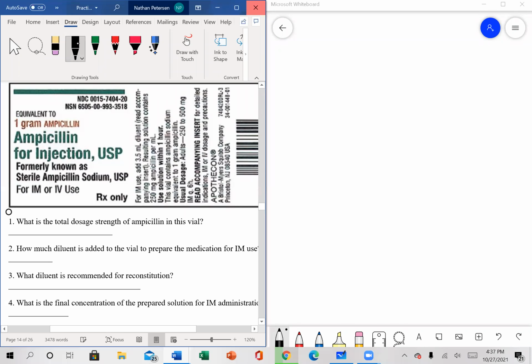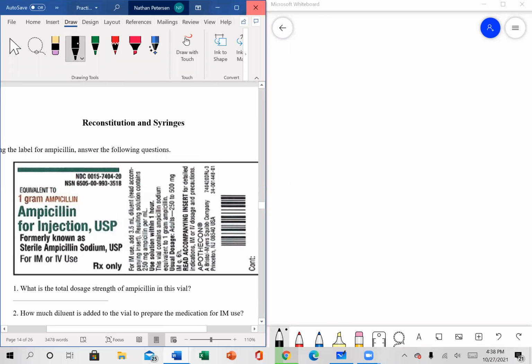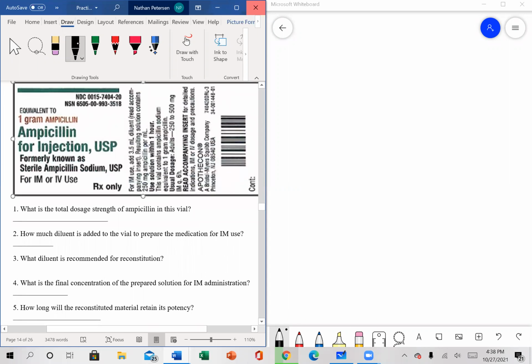Okay, so we already kind of looked at our reconstitutions here, and I'm hoping it'll be easier if I can just explain it. What I look for when I'm doing these is keywords. So obviously we already know the dosage strength, we have the 1 gram, but how much diluent is added to the vial to prepare the medication for IM use? So all we got to do is find our diluent. It says add 3.5 mils.